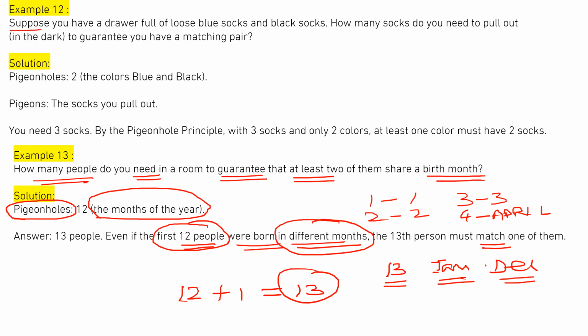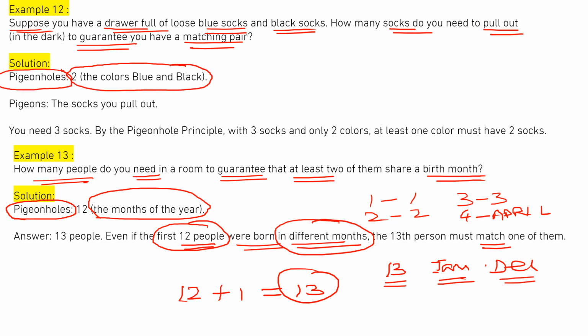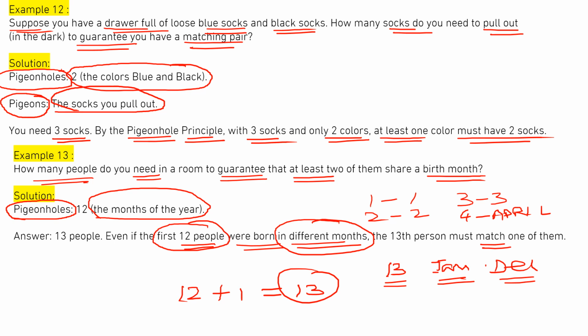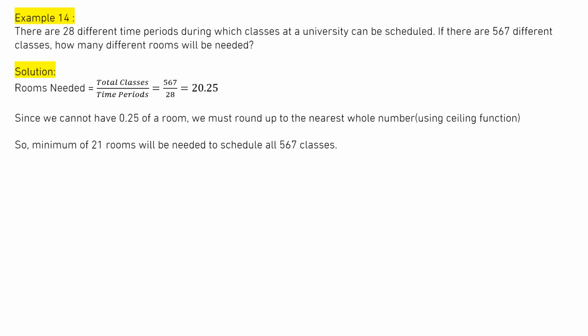Another example, suppose you have a drawer full of blue socks and black socks. How many socks do you need to pull out to guarantee that you have a matching pair? So here we treat the blue socks and black socks as the pigeonholes. Then I am looking for the number of pigeons. Here the number of pigeons is nothing but the socks which are going to be pulled out. So the answer is 3 socks, because by the pigeonhole principle, with 3 socks and 2 colors, at least one color must have 2 socks. So the answer is 3 socks.